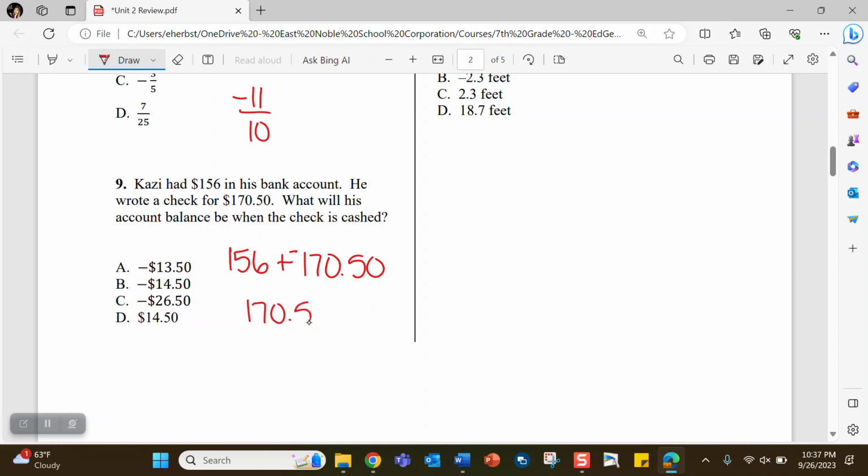I'm going to put the bigger number on top. Need to borrow. So we get $14.50, but remember that the bigger number was negative, so our answer is negative, negative $14.50. He wrote the check for more than he had in his account, so his account will be in the negative.